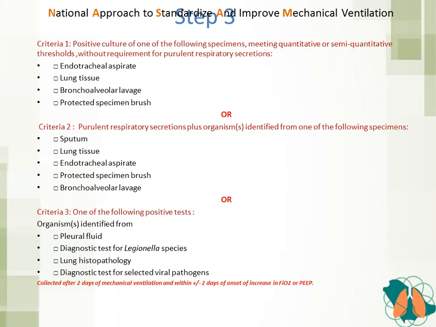Now, because the quantitative and semi-quantitative criteria, which is epithelial cells less than 10 or neutrophils more than 25, usually we don't have in the culture results in most hospitals. So after discussing with Dr. Arabi, we agreed that any positive culture taken within the VAE period with an organism is considered a positive culture, plus the third criteria, if you have histopathology or Legionella species came positive, or viral pathogens was taken.